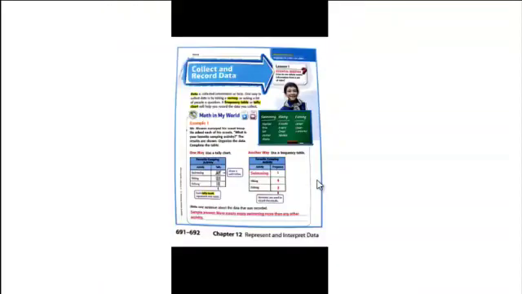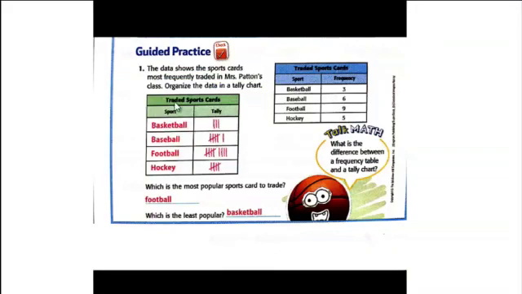Okay, my dear students, here on the next page, number 692, guided practice. Example number 1. The data shows the sports cards most frequently traded in Mrs. Petal's class. Organize the data in a tally chart. This is called a tally chart and this is called a frequency table.